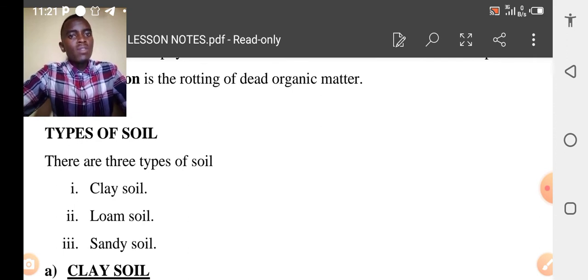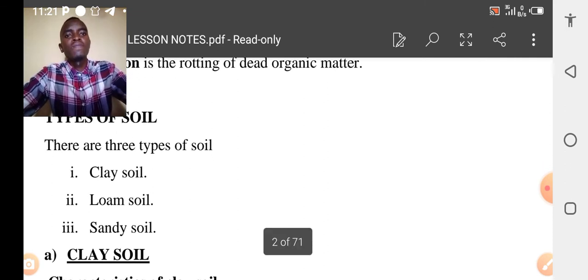And the third one is sand soil. Sand soil has small particles of solid or small particles of stones that are used in building houses, cementing our houses. This is sand soil.